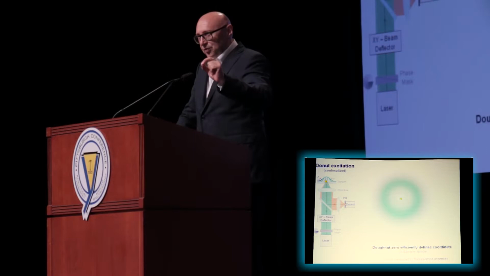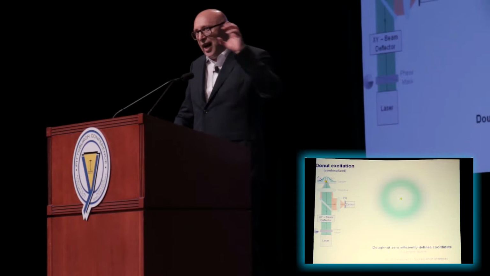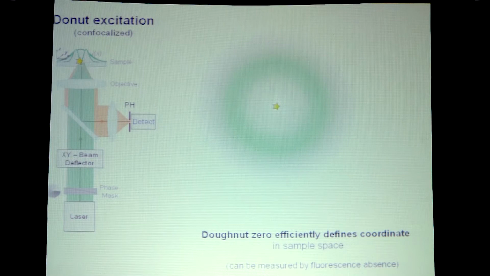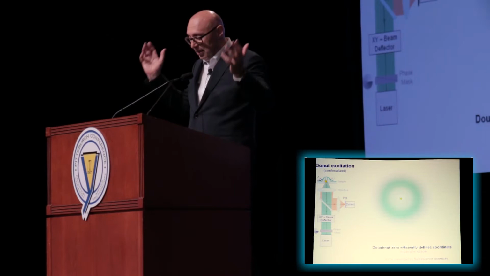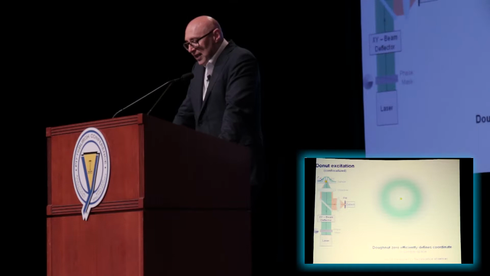And so how do we get now the strengths of STED? Now, as I said, the strength of a STED concept and related concepts is that we define a position in space with a donut beam. As a matter of fact, a donut beam is fantastic at defining positions in space. Why? Because a donut beam has a central intensity zero, and that zero can be defined with very high precision if you have enough photons coming from the laser, because, as I said, the brighter the donut is, the better defined is the zero. So a donut zero very effectively defines a coordinate in sample space.